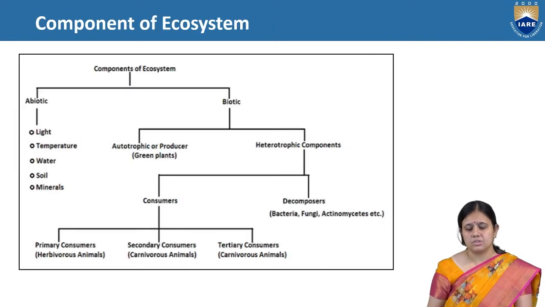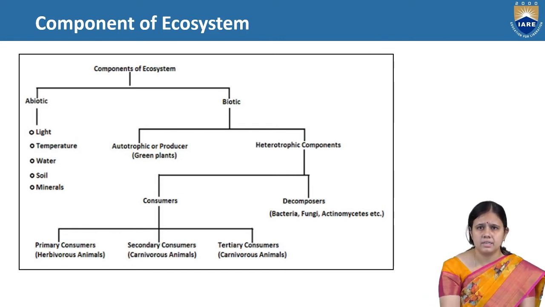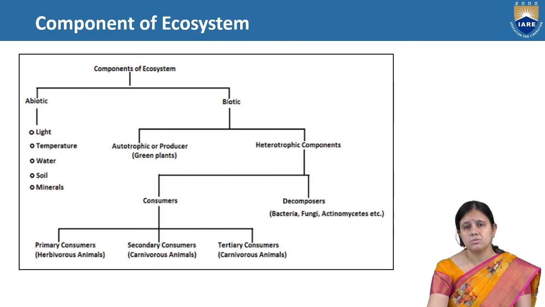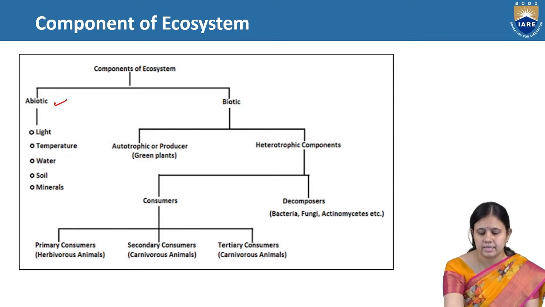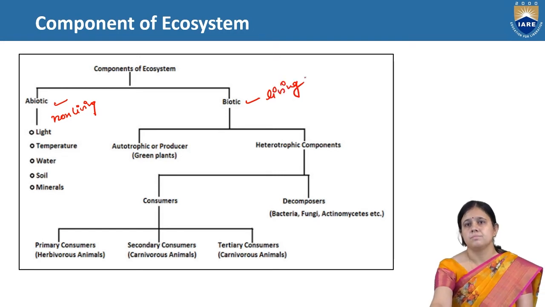So let's start the lecture with the first topic, the structure of ecosystem and components of ecosystem. All these components will make an ecosystem, so we call it the structure and components of ecosystem. The main ecosystem is made up of two main factors. First is abiotic factor and second is biotic factor. Abiotic factor is the non-living, and biotic factor is the living factor, living things on the earth.